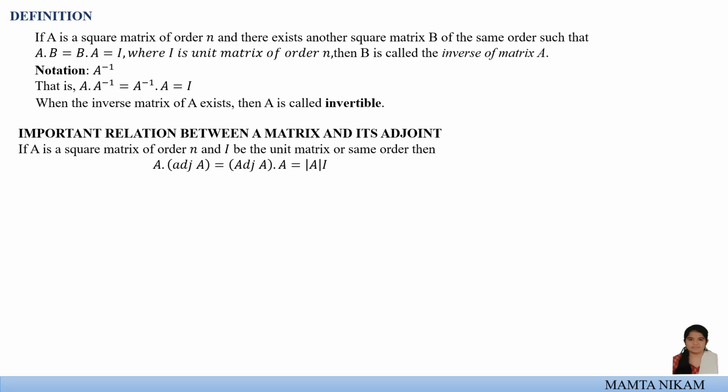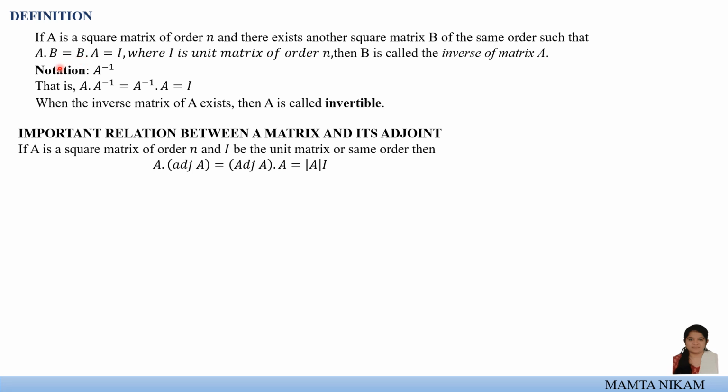Suppose A is a square matrix of order n, now note down, it is basically a square matrix पे हम define करते हैं और square matrix का ही inverse निकाल सकते हैं। Okay, so if A is a square matrix of order n and there exists another square matrix B of same order such that A into B, or you can say B into A, both is equal to identity matrix, or you can say unit matrix, then this B term is known as inverse of matrix A.